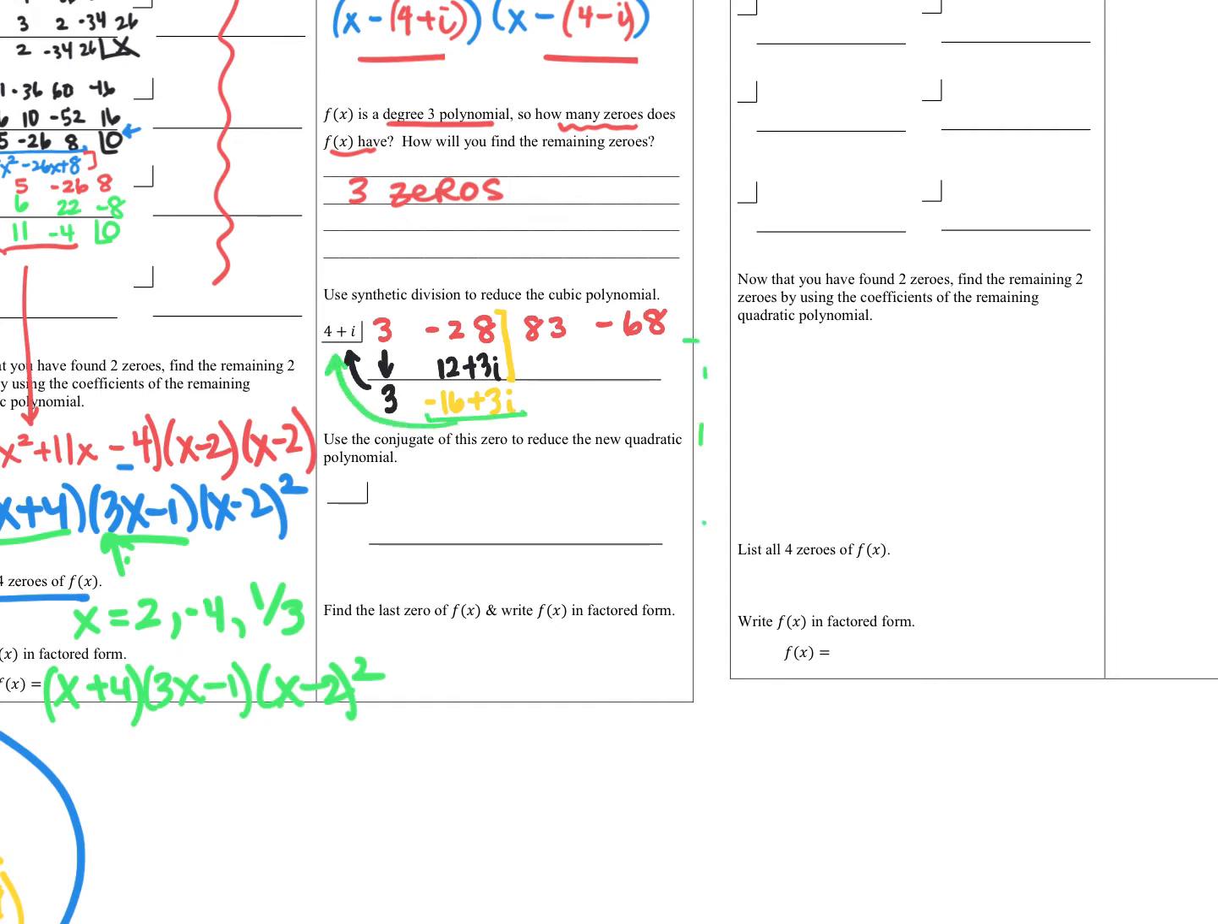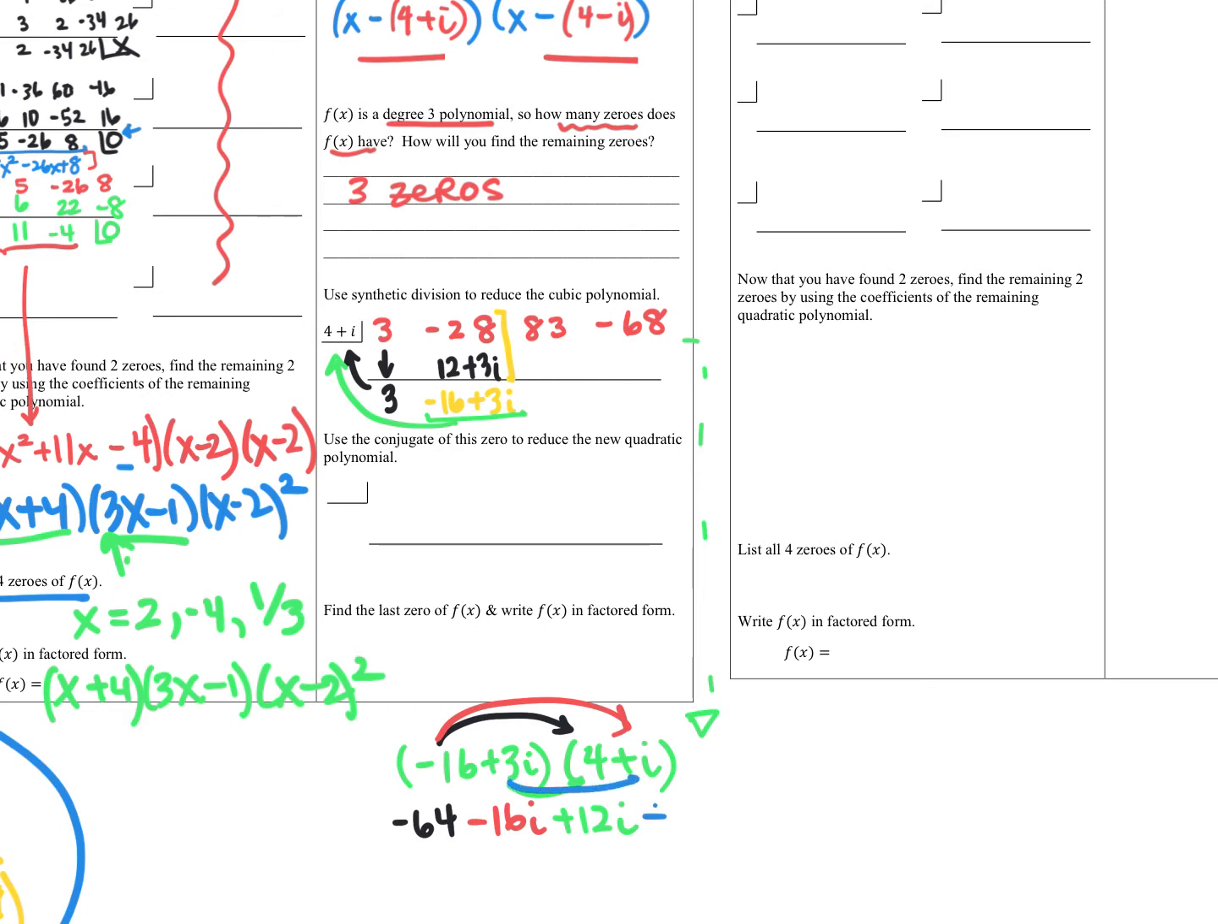Then we're going to have to take this and multiply it by 4 plus i. I'm going to do that just down below to make sure I have enough room, because that's going to have to be distributed. And so there's going to be a lot of terms that pop out of that. -16 times 4 will make a -64. -16 times i is -16i. 3i times 4 is going to be a plus 12i. And then last, 3i times i is going to be plus 3i squared. But we know that i squared is equal to -1, so really this is -3.